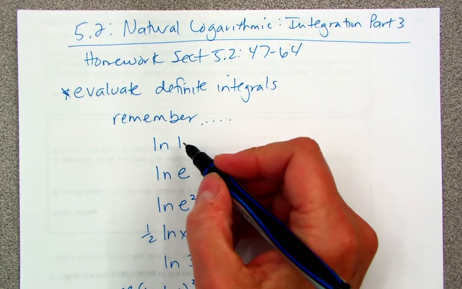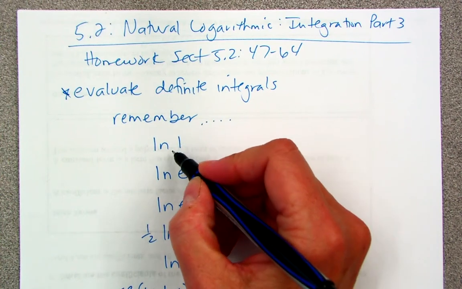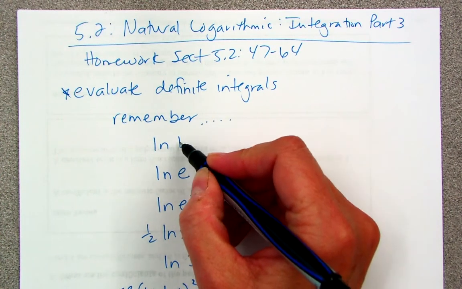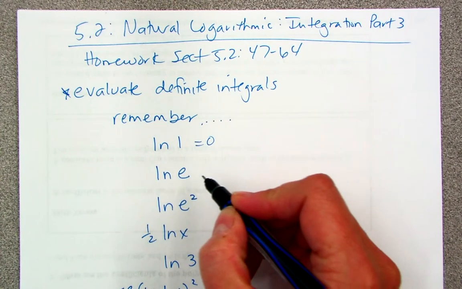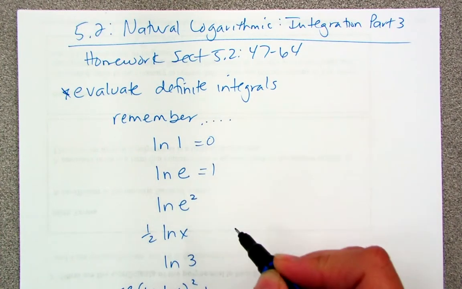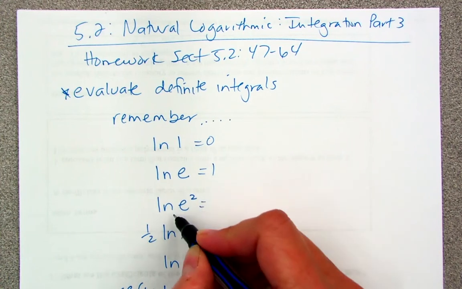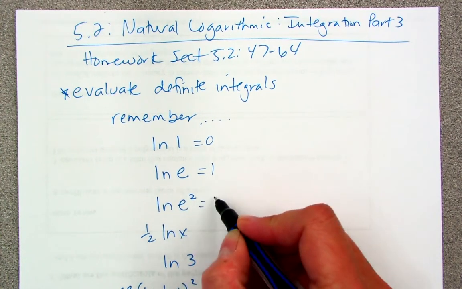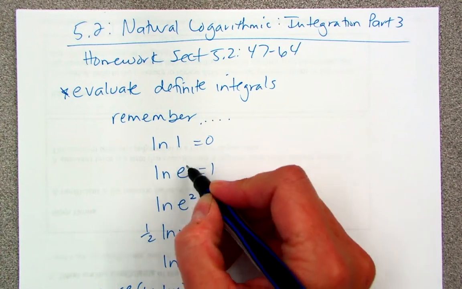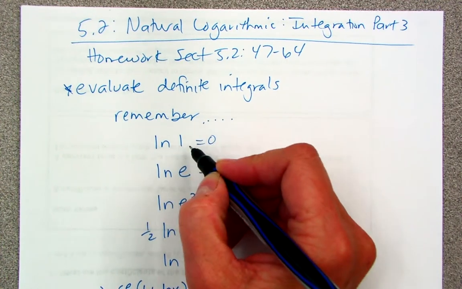The natural log of 1. Remember, with natural log, all these have a base of e. So e to what power is 1? That's 0. So e to what power equals e? That's 1. E to what power is e squared, right? So e squared is e squared. E to the first power is e to the first power. E to the 0 is 1.